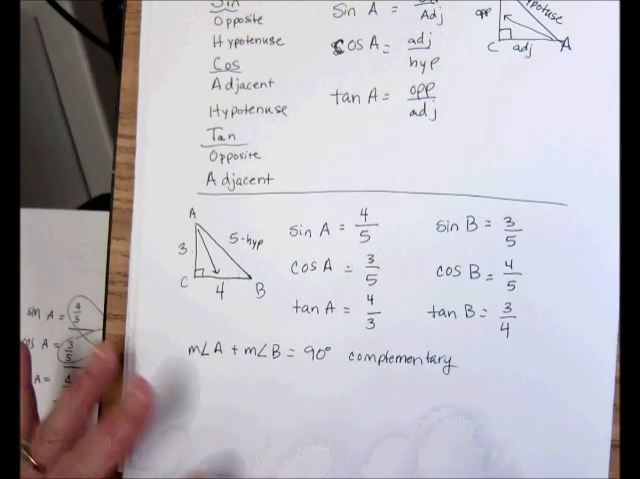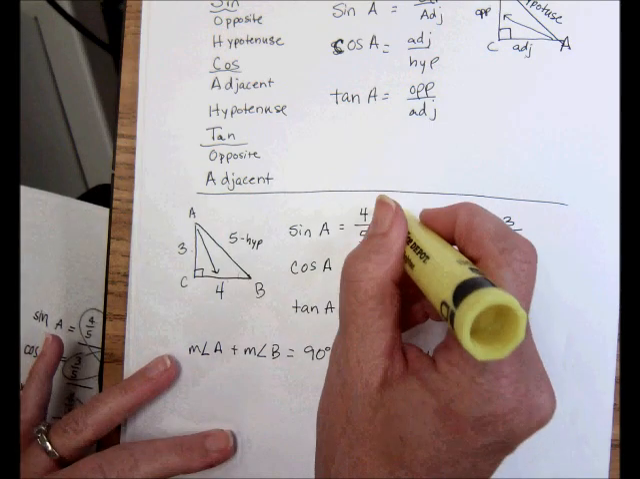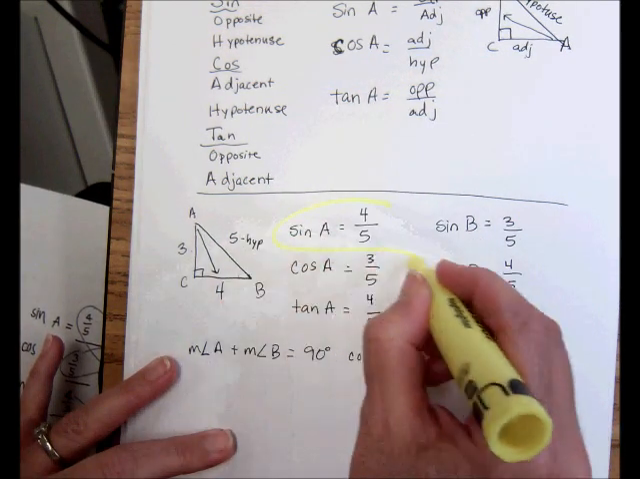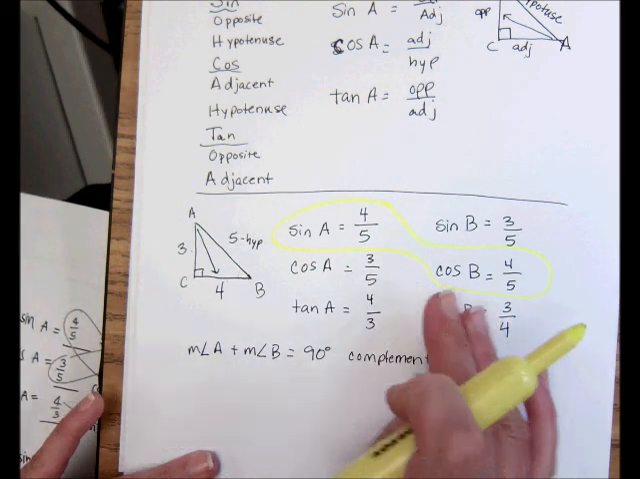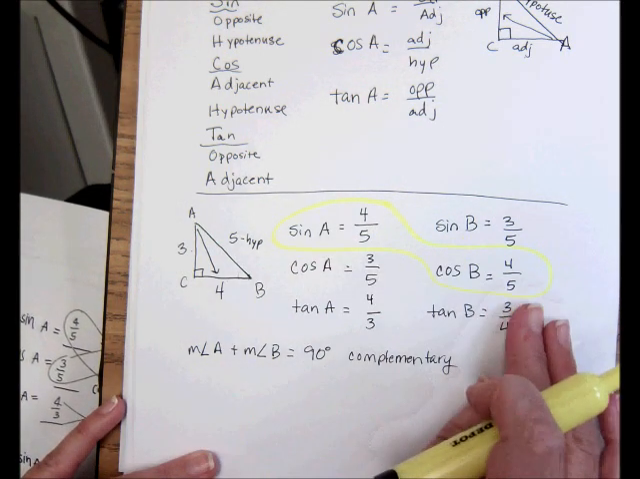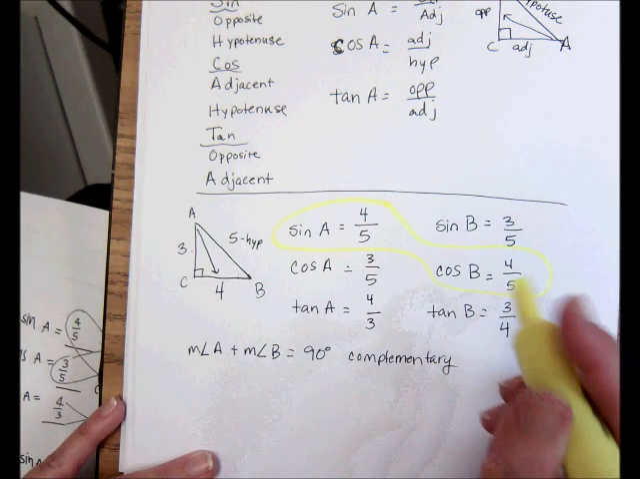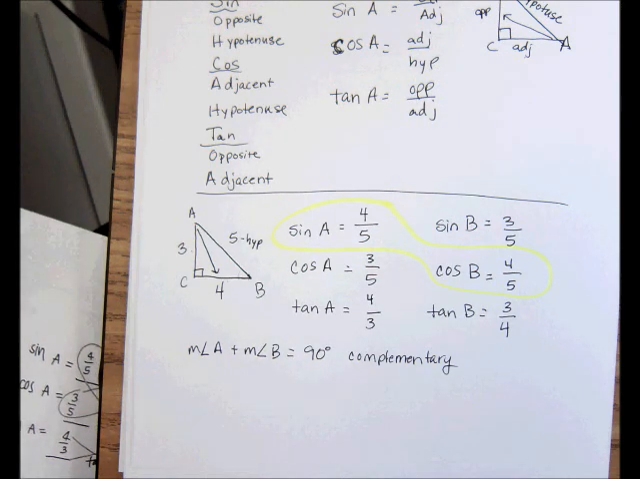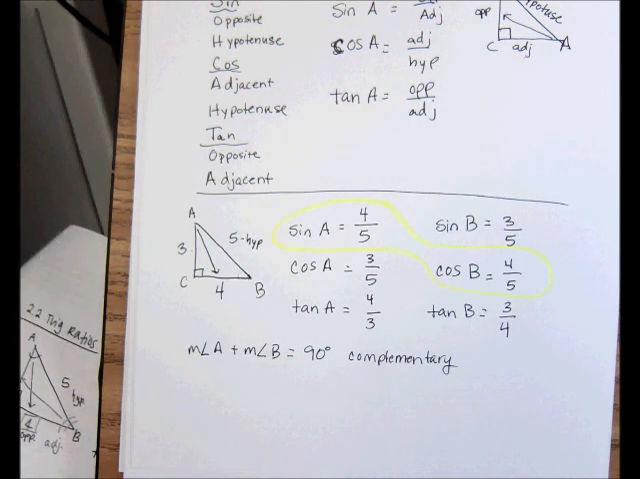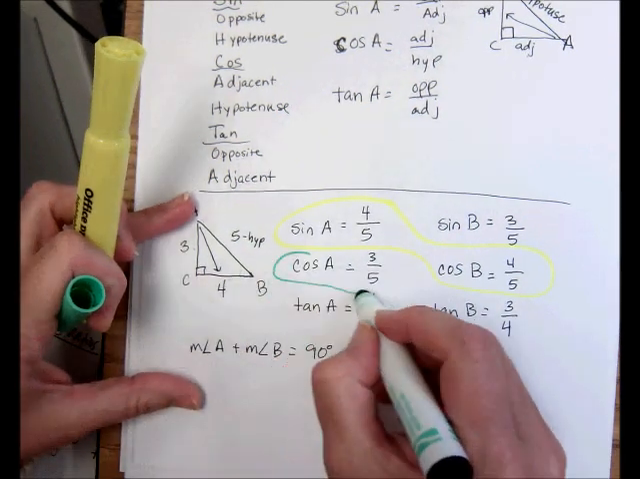So in this case, you can see a couple of different things. I can see that the sine of A is actually the cosine of B. The same ratio, 4 over 5, 4 over 5. And here you can see that the cosine of A is the same measurement, or the same relationship, as the sine of B.